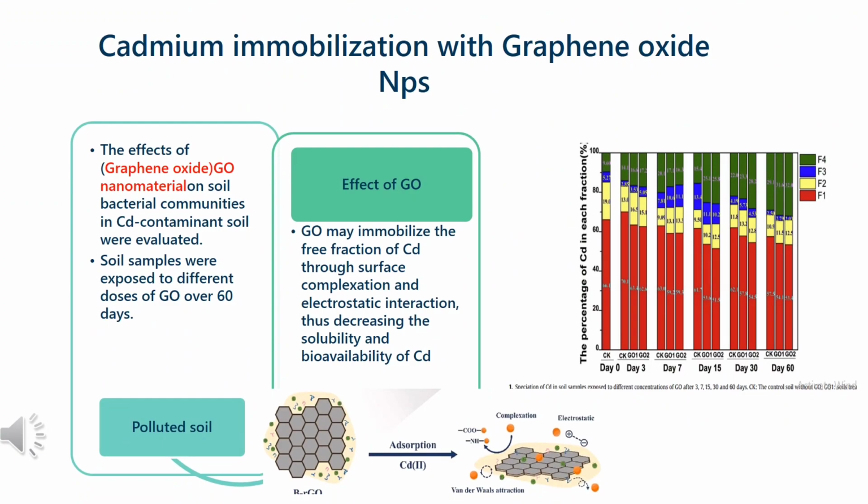In a study, the effect of graphene oxide nanomaterial in cadmium-contaminated soil samples was evaluated over 60 days. It was seen that graphene oxide immobilized the cadmium through surface complexation and electrostatic interaction. The functional groups of graphene oxide induce a negative charge on the surface, and the oxygen atoms of these functional groups donate their lone pair of electrons to the metal ion, which increases the cation exchange capacity of graphene oxide and facilitates a decrease in the available concentration of cadmium in the soil samples.